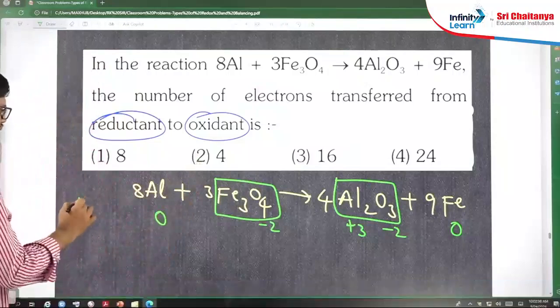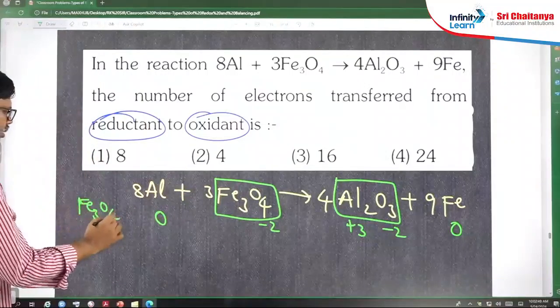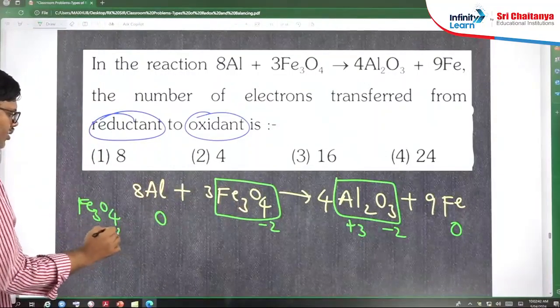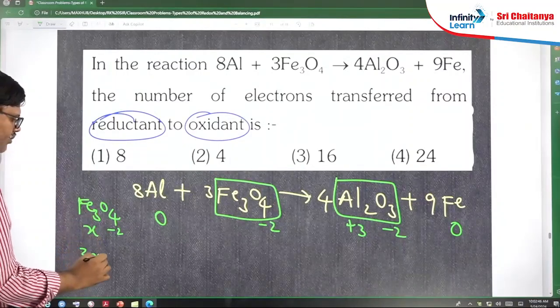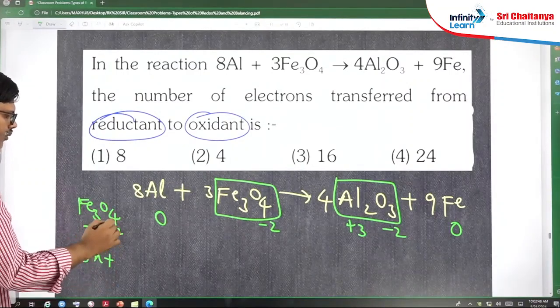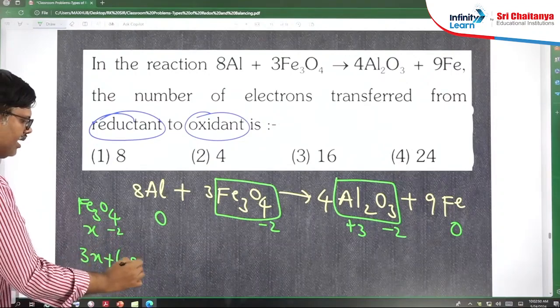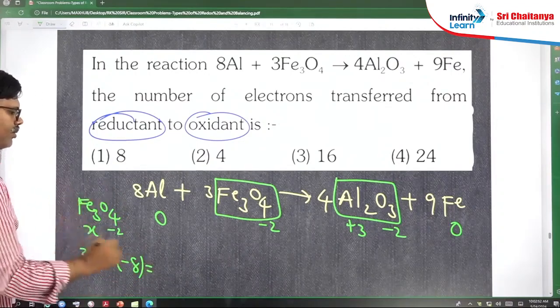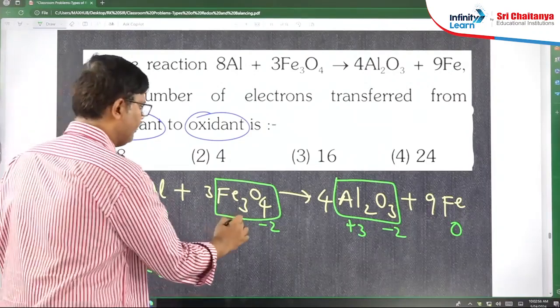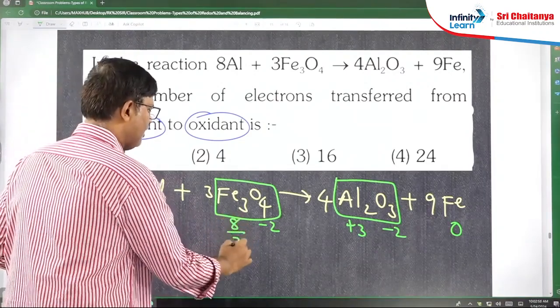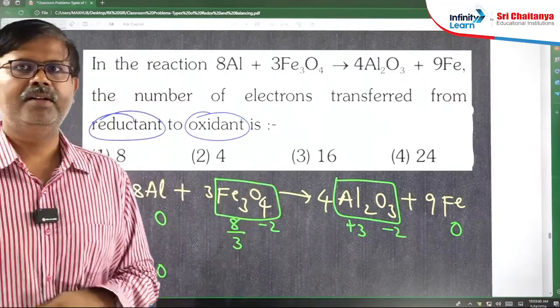Let's figure out Fe3O4. If oxygen is -2, iron is X. 3 irons are there, so 3 into X. 4 oxygens are there, 4 into -2 is -8, equal to the overall charge of the species, 0. So X is equal to 8/3. So the iron oxidation state is 8/3.